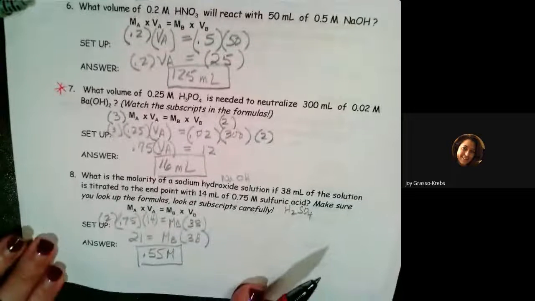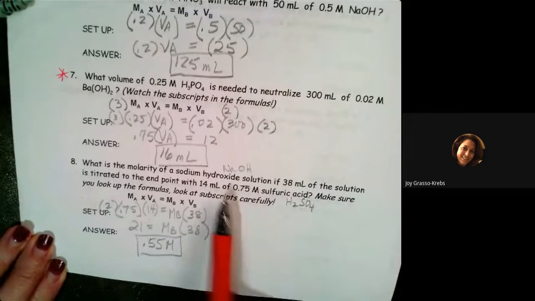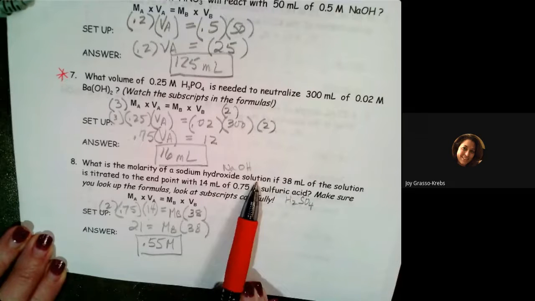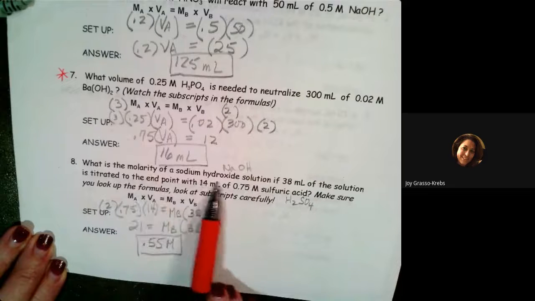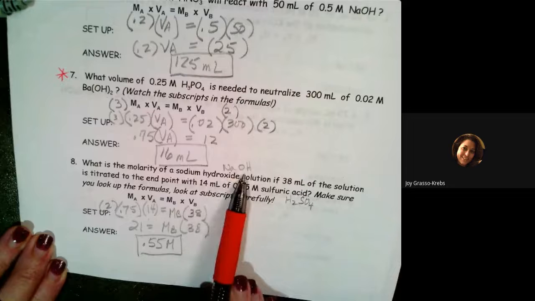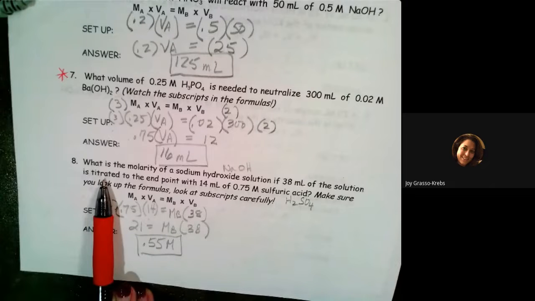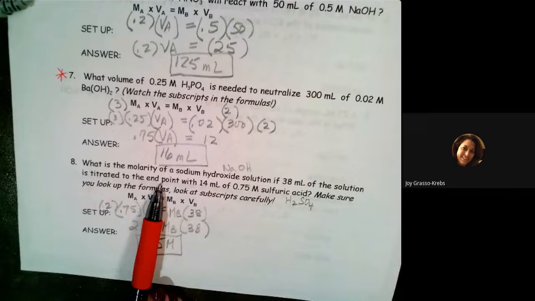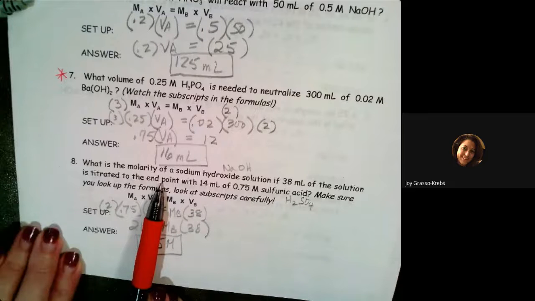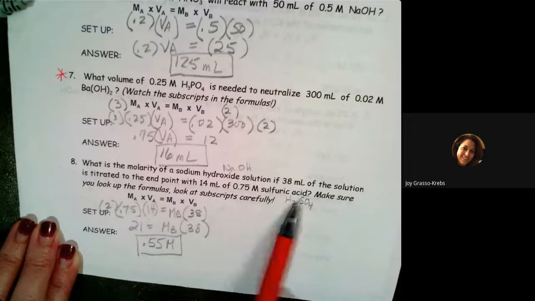And number 8 was a little bit of a trick by trying to get us to remember what the names are. Sodium hydroxide was given in words, so we had to recognize that it was NaOH. So what is the molarity of a solution of sodium hydroxide? So the base is NaOH. If 38 milliliters of the solution is titrated, so that's the lab process, to the end point. Remember, end point is where neutralization has occurred, where the hydrogen ion concentration and the hydroxide ion concentration are equal. 14 milliliters of a 0.75 sulfuric acid.